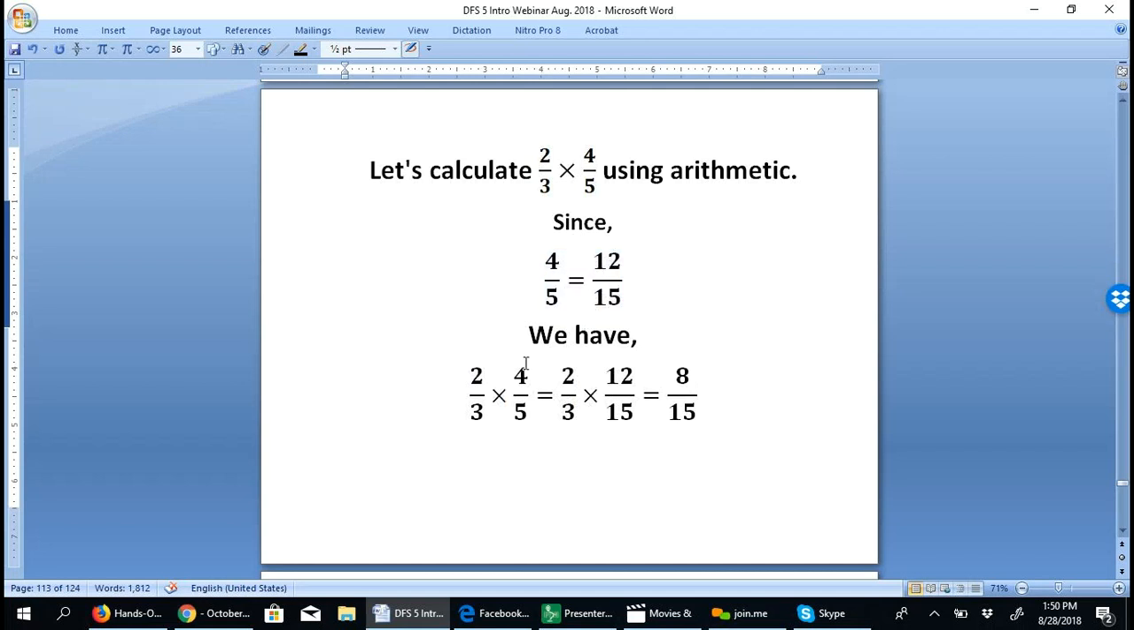Do you agree with that? That 2/3 of 4/5 is the same as 2/3 of 12/15. Do you agree? Okay, since both of these are the same, this answer should be the same as that answer. And now notice that we can easily figure this out, because a third of 12/15 is 4/15, times 2 is 8/15.